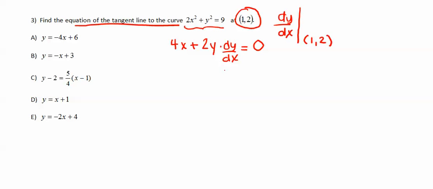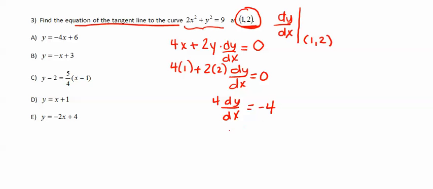Now, we could go ahead and solve this equation for dy/dx if we'd like, but since we really only need it evaluated at (1, 2), for the sake of making things a little bit faster, we can substitute in our 1 for x and our 2 for y, and now solve the equation for dy/dx. Makes things a little simpler sometimes. So in this problem, we find out that dy/dx equals -1.